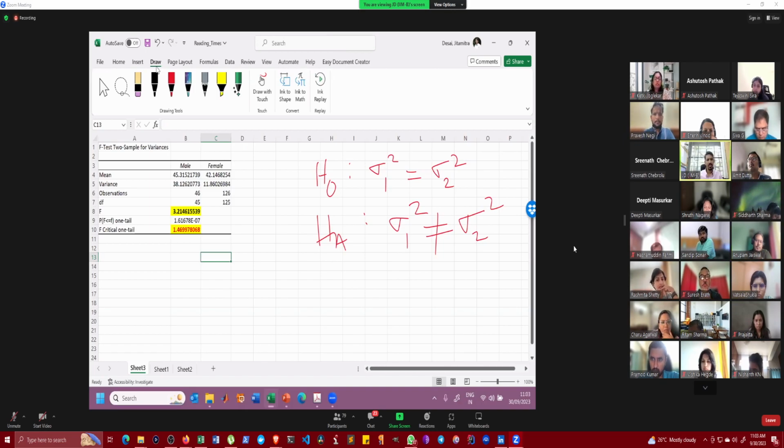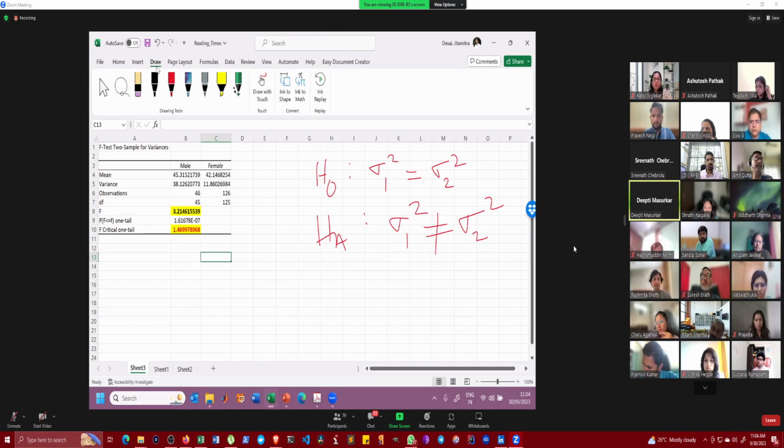Just select new worksheet, no? What's the easiest thing to do? New worksheet. Yeah. Okay. Acha, okay. Yeah, now I'm getting it. I think I swapped variable 1 and 2. I get it. Exactly. So I was not selecting the male and female label, so that's why I was getting different numbers.